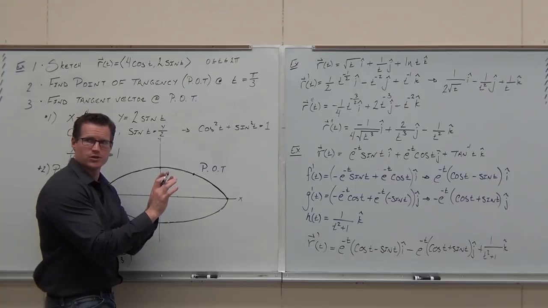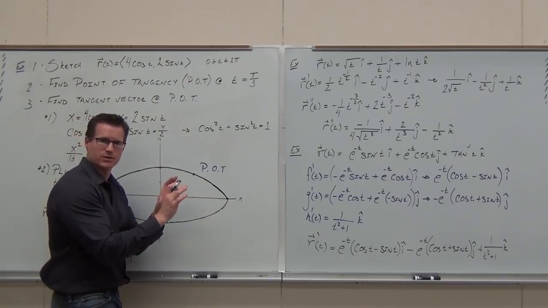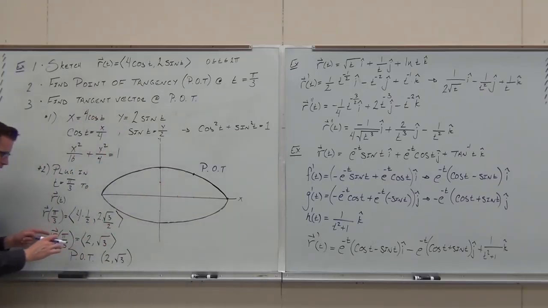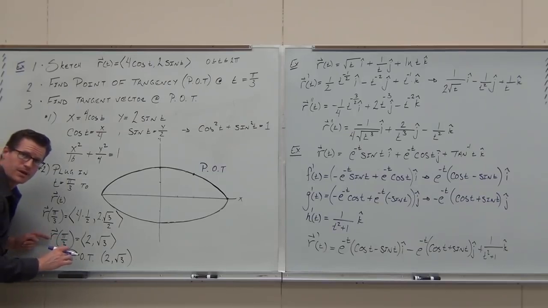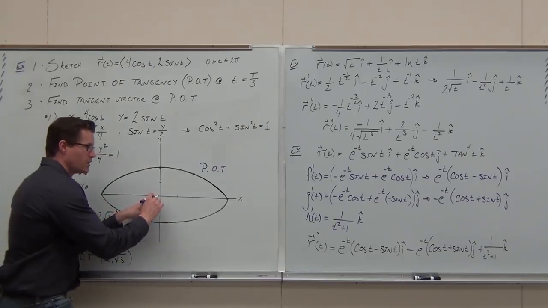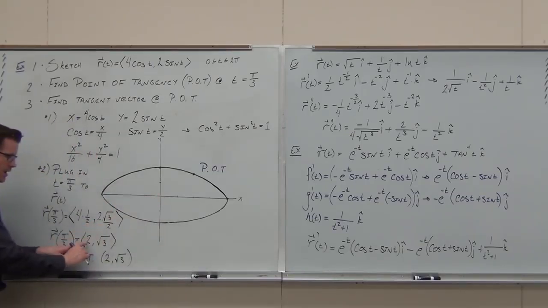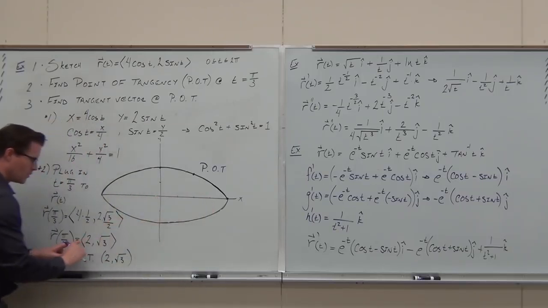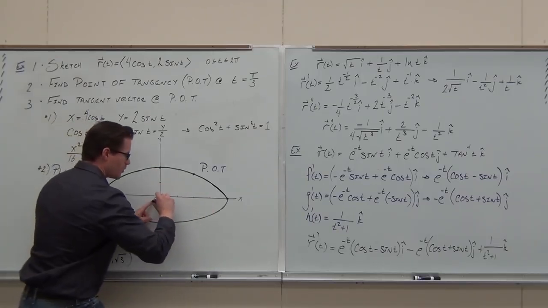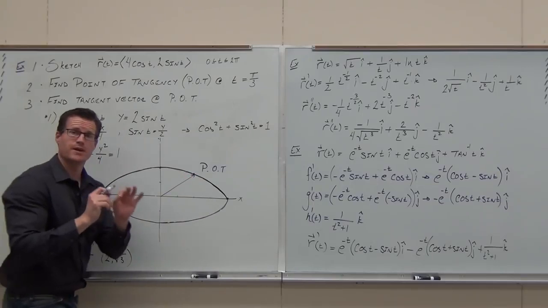Here's how the interplay works. Please notice. Look. This vector is a position vector. That position vector from the origin points to x component of 2, y component of root 3, it points right there. That's what the vector does.